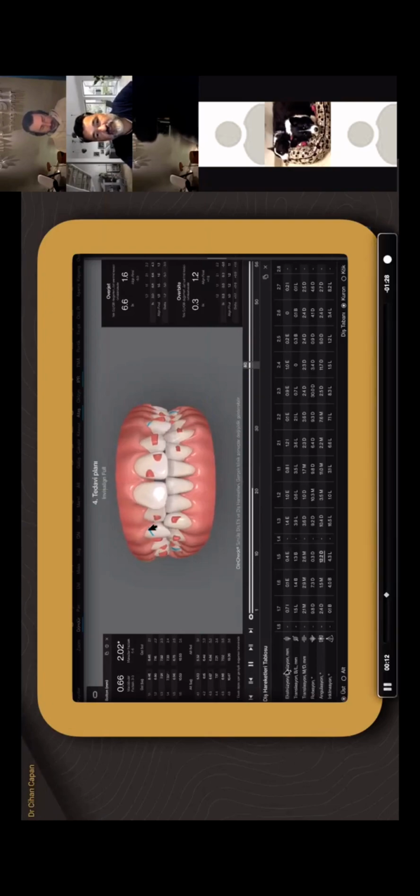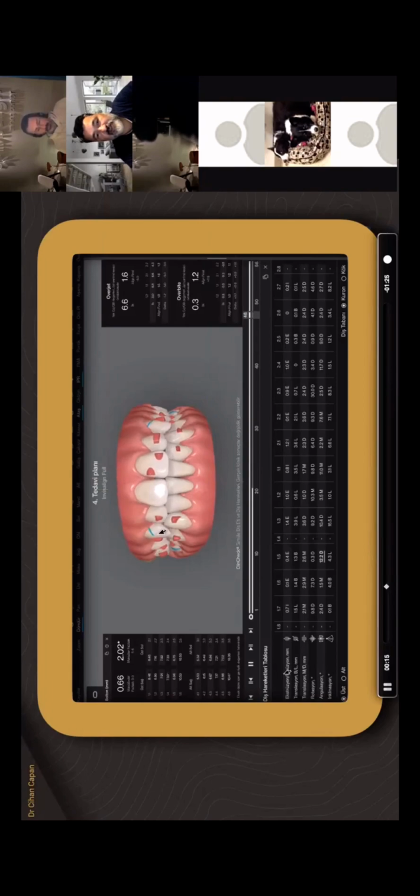When we look at the Bolton, we have Bolton on the mandibular, and you can see the overjet is 6.6. It's really an excessive overjet. And you can see the bite, it's almost 0, it's 0.3. So what I did plan is, I know that I'm doing an asymmetrical extraction for this case. So as you can see, I'm using here the precision cuts.